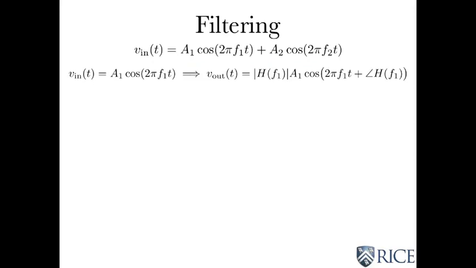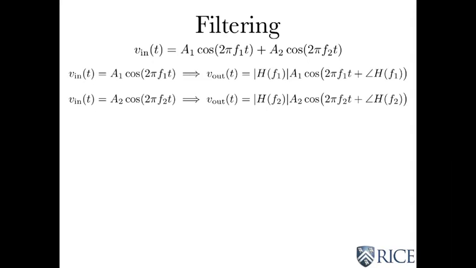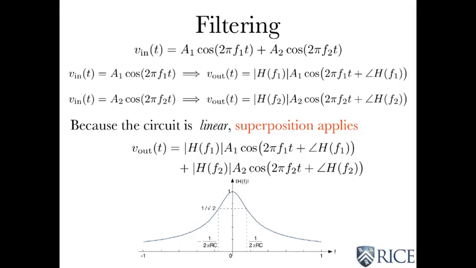So, when the input is equal to the first sinusoid, we know what the output is. When the input is equal to just the second sinusoid, we know what the output is. And when the input consists of the sum of those two, superposition applies, and you just add those answers up. This is the beauty of having a linear circuit. This is the very definition of being linear. The output for a sum is equal to the sum of the outputs.